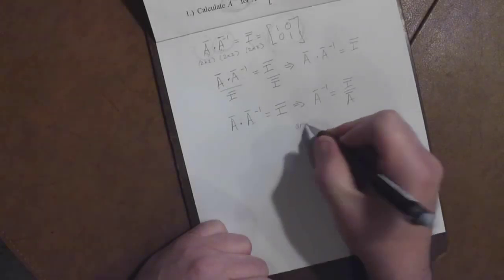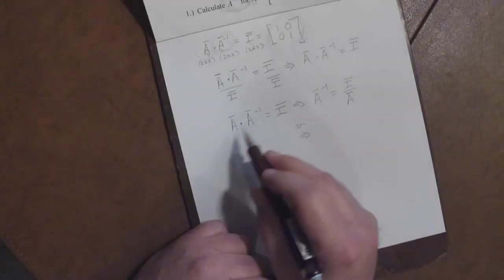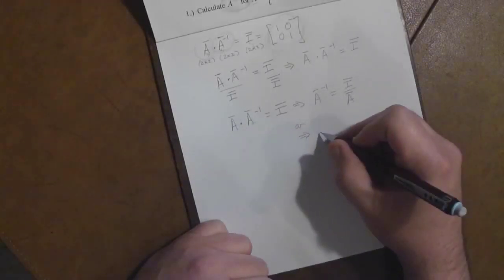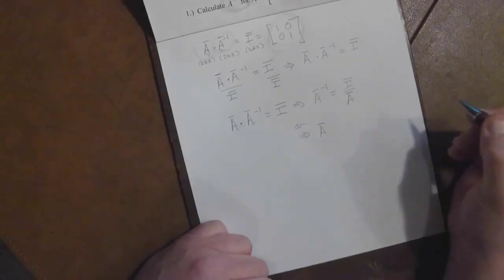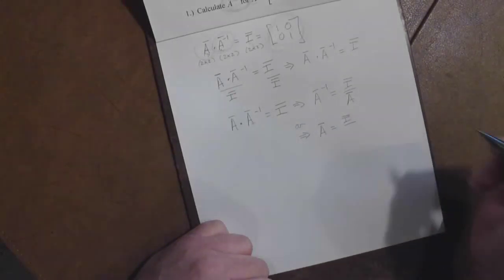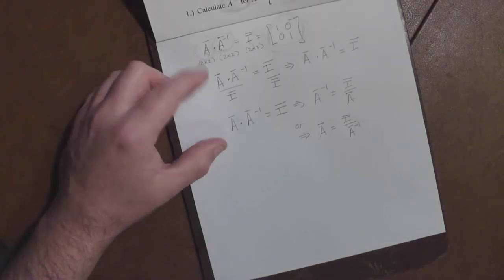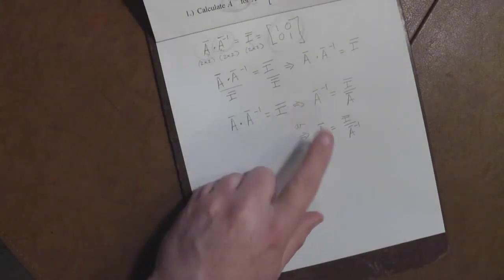Or I could conclude from all that and divide both sides by the inverse matrix and conclude that my matrix A is nothing more than the identity matrix divided by my inverse matrix. And what I'm able to do with this is combine these ideas then at some point. I can either combine it here or combine it here.